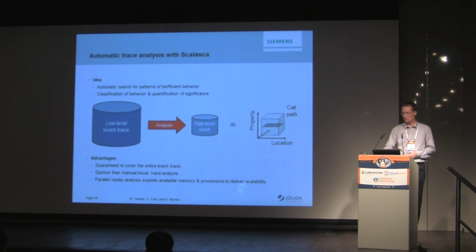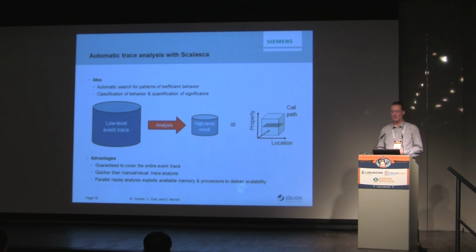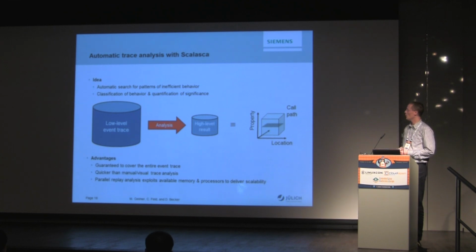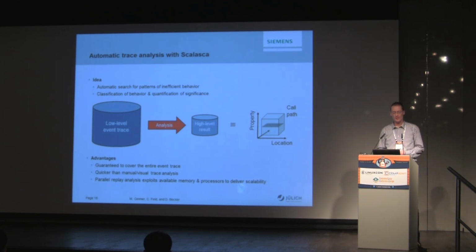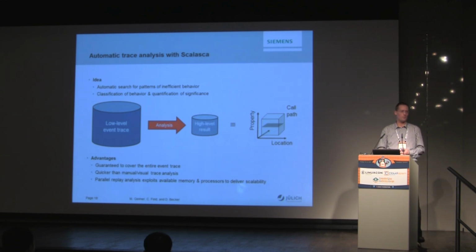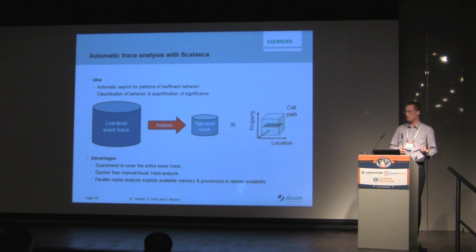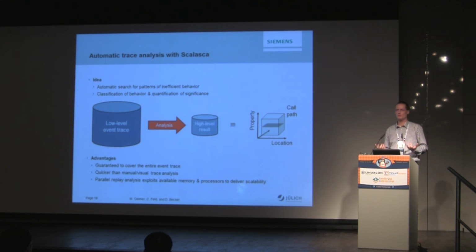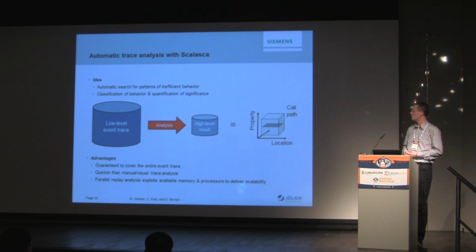Another alternative approach to this is to do an automatic trace analysis, and that's what we do with the Scalasca project. The idea is here that we automatically search for patterns of inefficient behavior, try to classify and quantify the behavior, and provide a higher level result out of this huge amount of trace data that we have. And the advantages are that it's guaranteed to cover the entire trace, it's quicker than a manual analysis, and we do it using a parallel replay strategy to exploit the available memory and processors to deliver scalability.